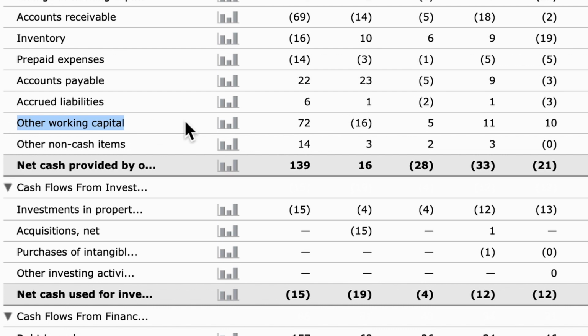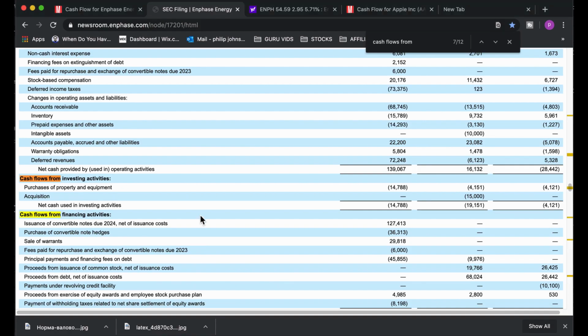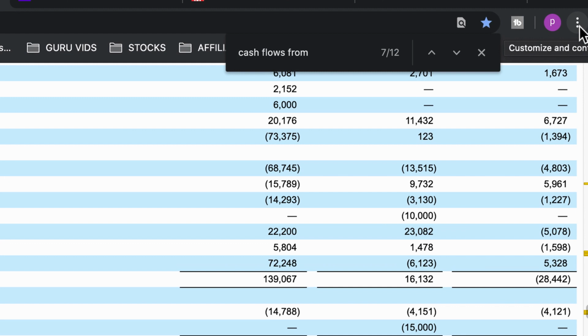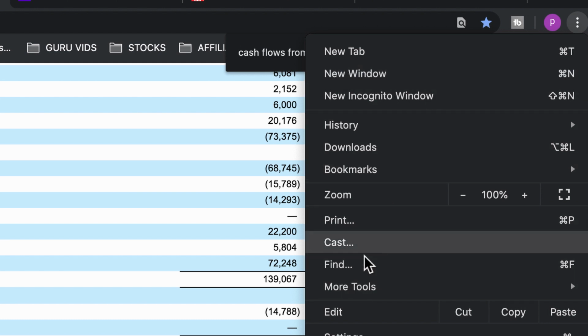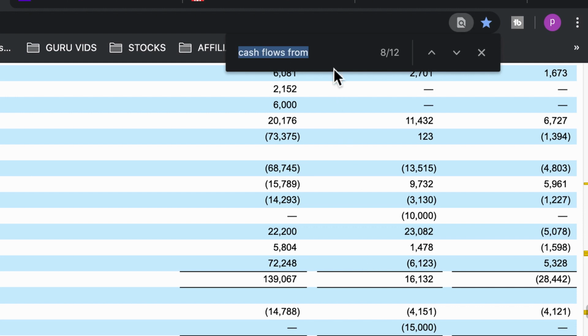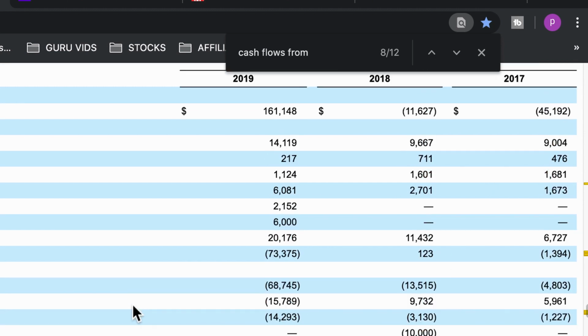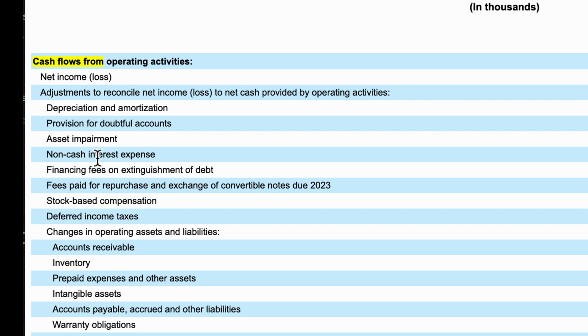Other working capital are items on the annual report. They are a lot smaller lines added together, and it would make this list huge if they had to add every single one of them. So I'm going to show you going over to the annual report for other non-cash items, just to give you an example of the things you can find on the annual report. So same with other working capital, you can find this on the annual report. So I'm going to type up in the find bar cash flows from, and this will take you to the cash flow statement.